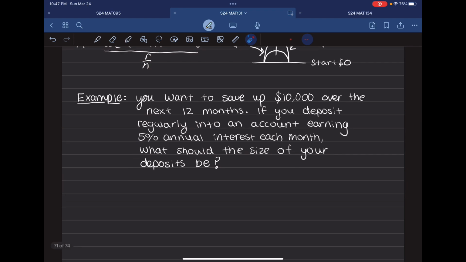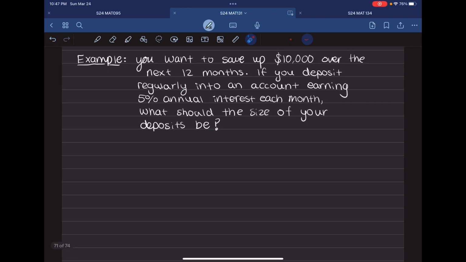All right, so for example, suppose we want to save up $10,000 over the next 12 months. If we deposit regularly into an account earning 5% annual interest each month, we want to figure out how large our deposits should be. So we can set this up with the savings annuity formula. We know that we want to save up $10,000, so our A is going to be $10,000. We're trying to figure out how large our deposits should be, so D is the thing that we're solving for.